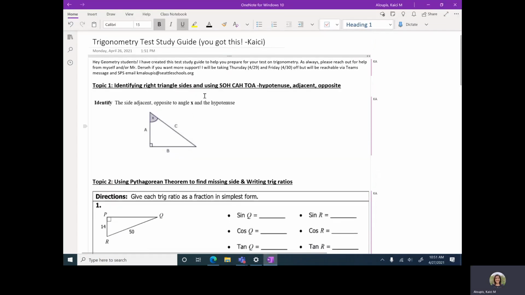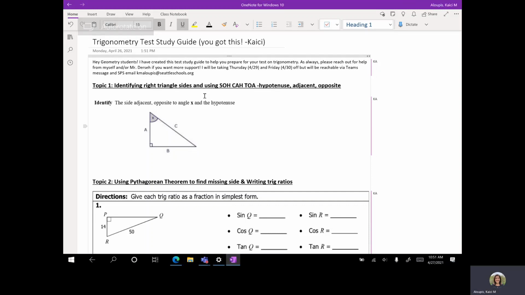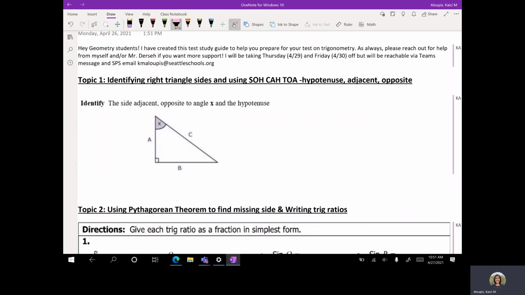Here we are, the Trig test study guide. For this, let's start with topic 1, identifying right triangle sides and using SOH CAH TOA. So here's the standard right triangle. We know it's a right triangle because right there we see the little square to tell us it's the right triangle.